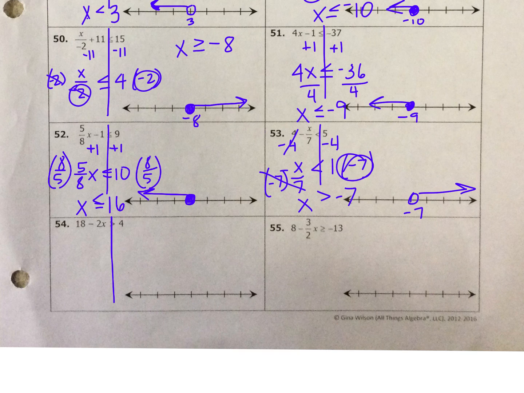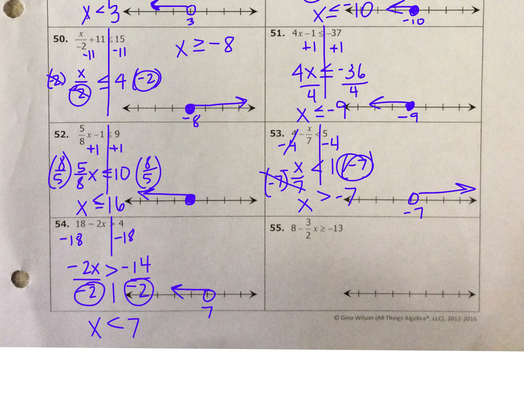This one, I got to move my 18. I'm going to subtract him to move him. Negative 2x equals negative 14. Divide by negative 2. I keep saying equals. Up here, it's greater than, but now that I just moved a negative, I got to flip it around to less than 7. Open circle 7 goes that way.